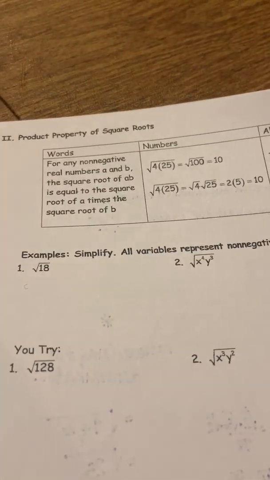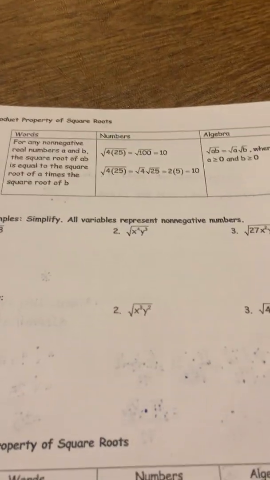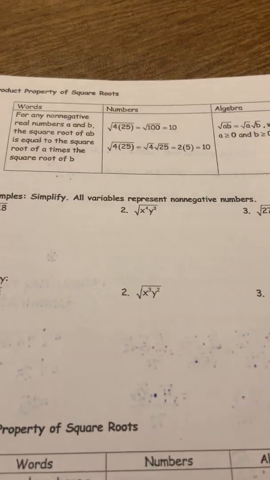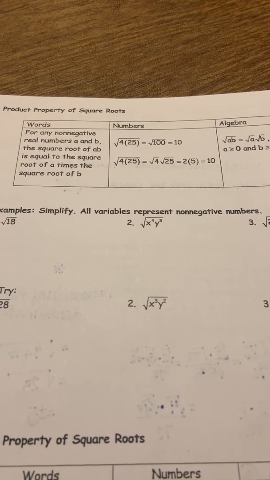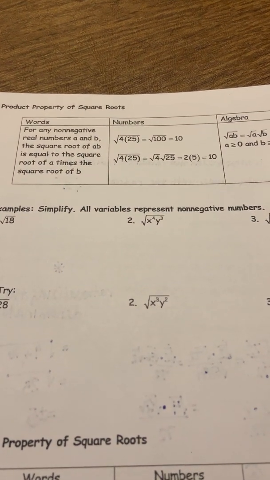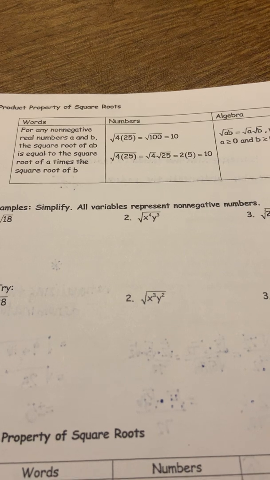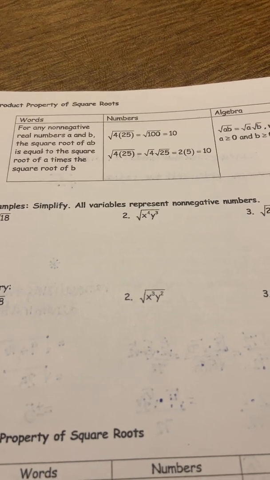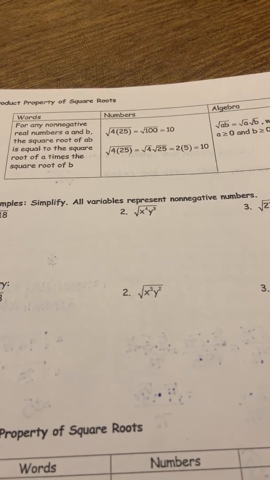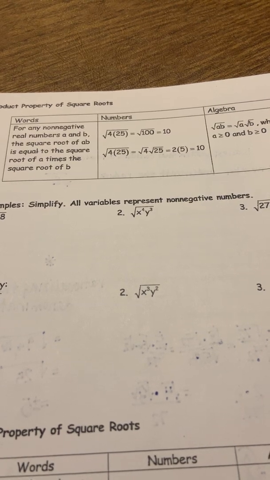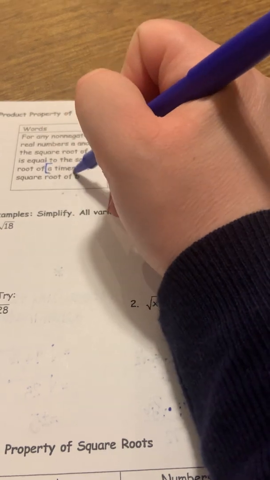And we're going to talk about the product property of square roots. We kind of just went over a little bit of this, but again, I'm going to reiterate it. For any non-negative real numbers, a and b, the square root of a times b is equal to the square root of a times the square root of b. So that's funny to read.